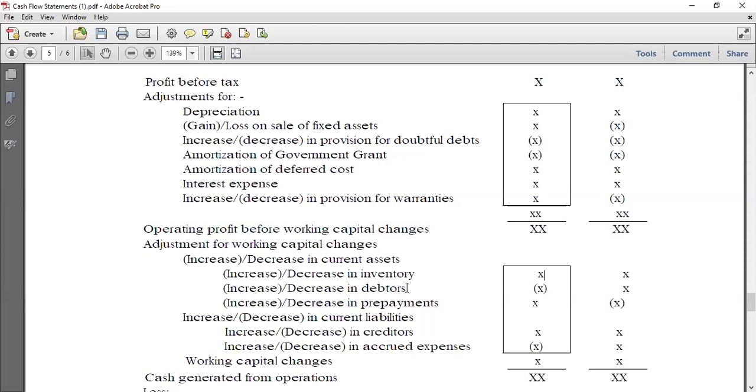It's the same thing with debtors. Now, let's look at an increase in debtors. When your debtors increase, okay, it means that you actually got more money. In reality, in terms of cash flow, we reflect this as more money has flown, has come to the company, okay?